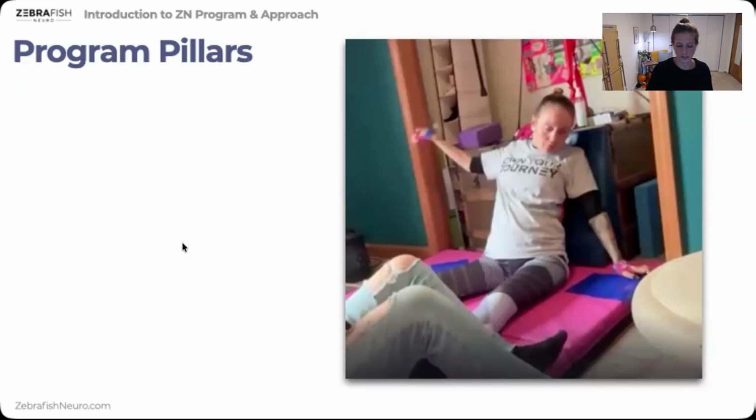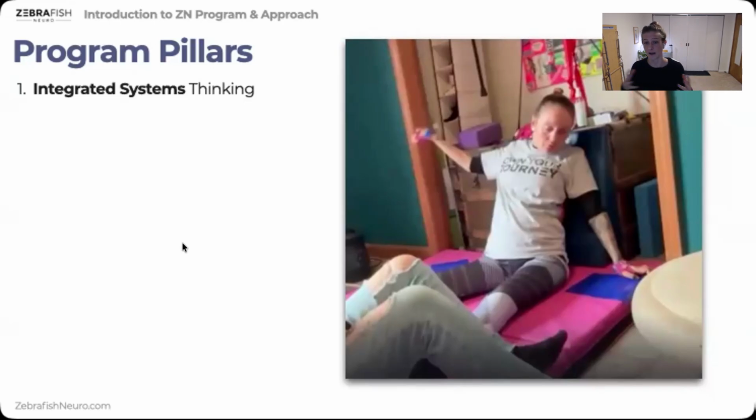All right. So the first pillar, and again, these play off of the beliefs, is integrated systems thinking. The body's complex. There's a lot going on. We need to be thinking about all of these things when formulating someone's program.